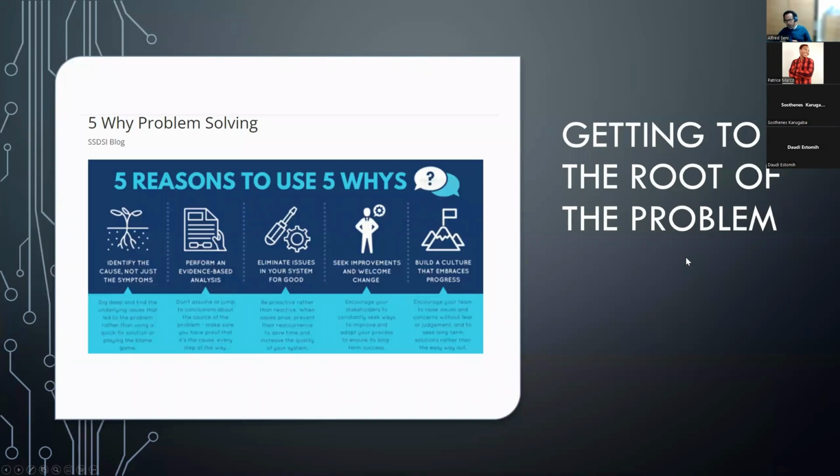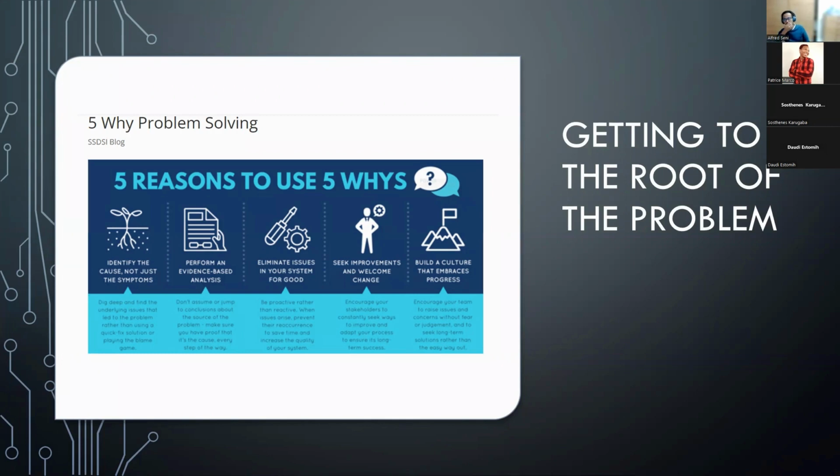Are we together? 5 whys problem solving. 5 why problem solving means that you ask 5 whys for each problem to find out what the root cause is. And this was implemented by whom? By Toyota. Toyota, they have been using this. This is famously coming from Toyota. So you identify the cause, not just the symptom. You perform an evidence-based analysis. You eliminate issues in your system for good. You seek improvements and welcome change. You build a culture that embraces progress.